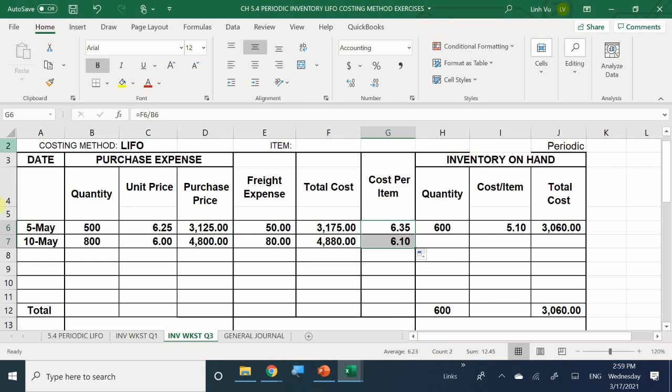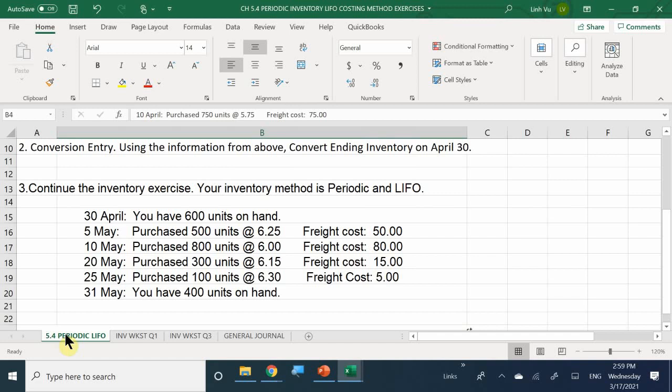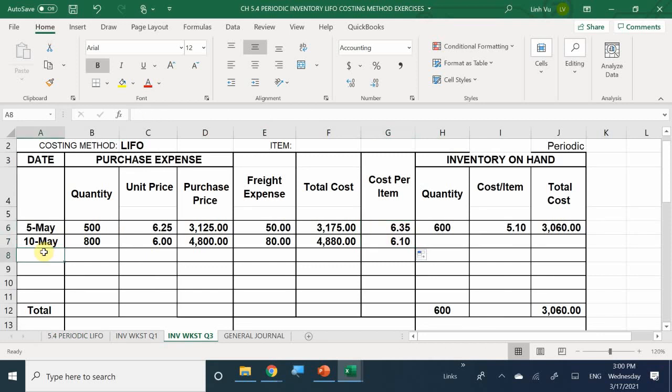Let's see what happened next. You purchased 300 units at 6.15 each with a freight cost of 15, on May 20th. 300 at 6.15 should come to 1,845. And my total cost, 1,860. And lastly, what is my cost per item? $6.20. Good.